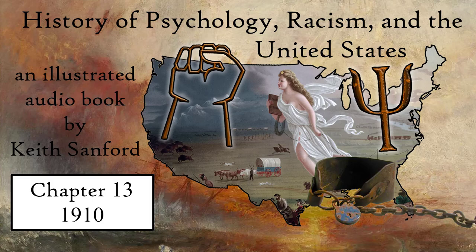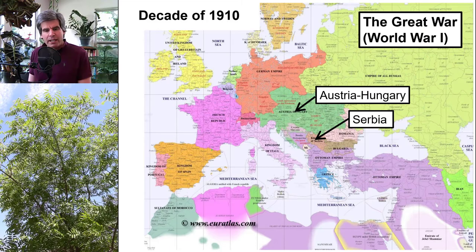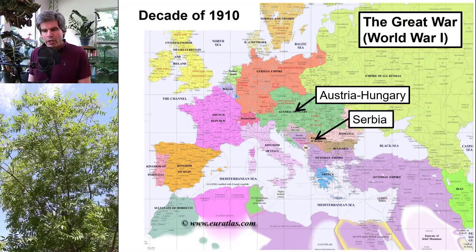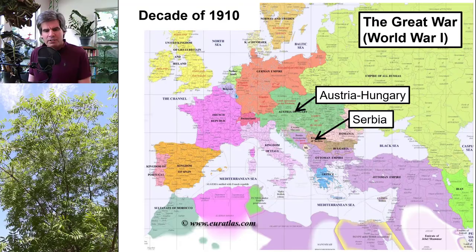We have now arrived at the decade of 1910 in our history, and the most notable world event during this decade was the Great World War. Eventually, this war would be called World War I, but initially it was simply called the Great War. So, how did it start?